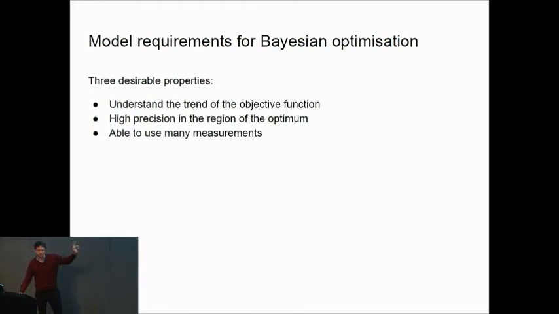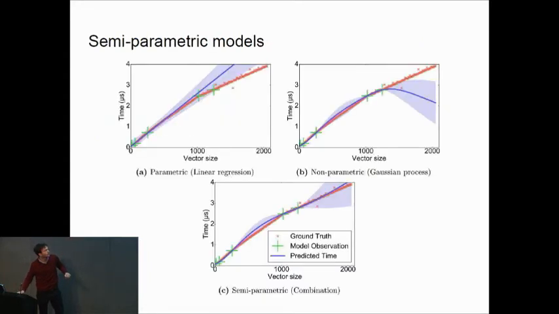So I'm going to present 2 techniques. The first one is going to solve the first 2 problems, and the second one is going to solve the third problem. So the first technique, to both have high precision in the region of the optimum and an overall trend, is to use semi-parametric models.